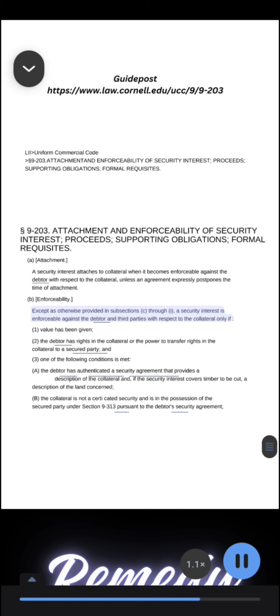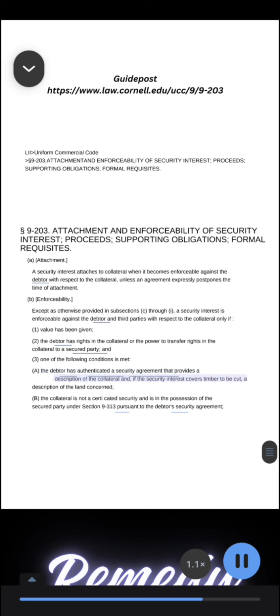Except as otherwise provided in subsections C through I, a security interest is enforceable against the debtor and third parties with respect to the collateral only if: 1. Value has been given. 2. The debtor has rights in the collateral or the power to transfer rights in the collateral to a secured party, and 3. One of the following conditions is met.